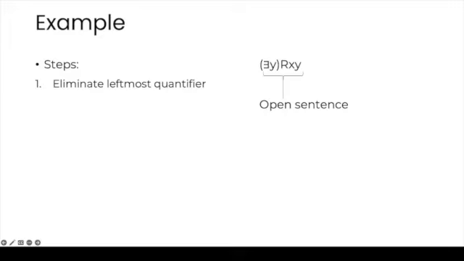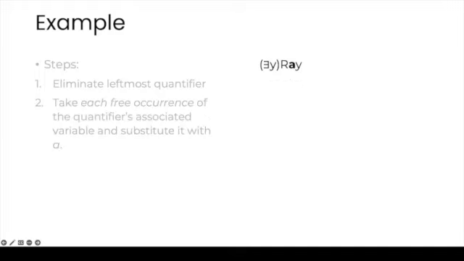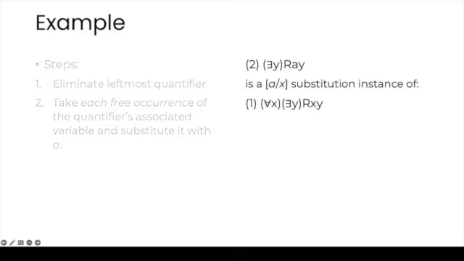And notice that this is an open sentence, because the occurrence of x has been left free. And so we take each free occurrence of the quantifier's associated variable, which in this case is x, and then we replace it with a. And this is what we have. There is a y such that Ray. And indeed, there is a y, Ray is an a-for-x substitution instance of every x is such that there is a y, Rxy.